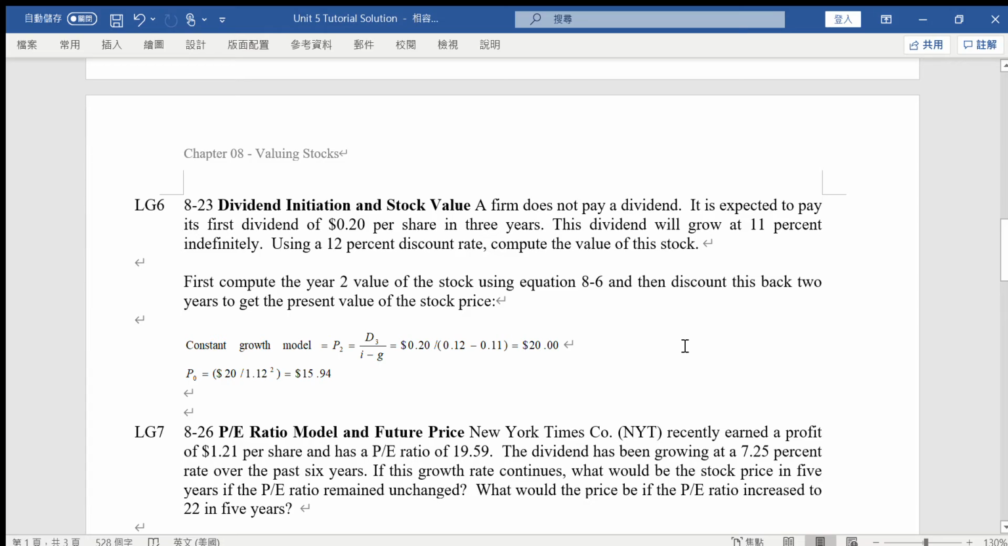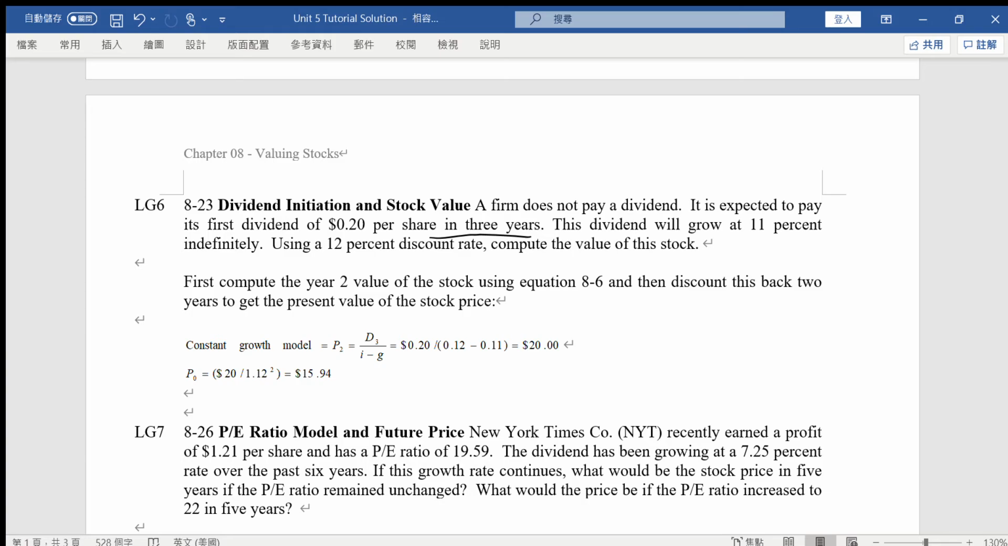And then 8.23 is about the dividend initiation and the stock value. Assume that the company doesn't pay any dividend before, but it is expected that this company will pay the first dividend per share in year 3. In year 3, you will pay $0.2, and the dividend will grow at 11% infinitely. Using a 12% discount rate, compute the value of this stock.